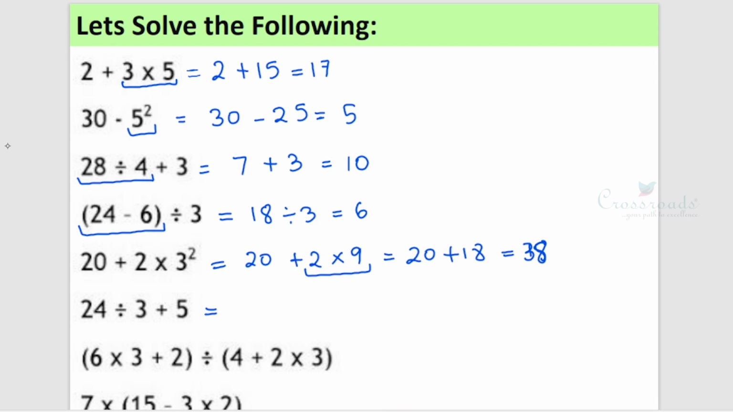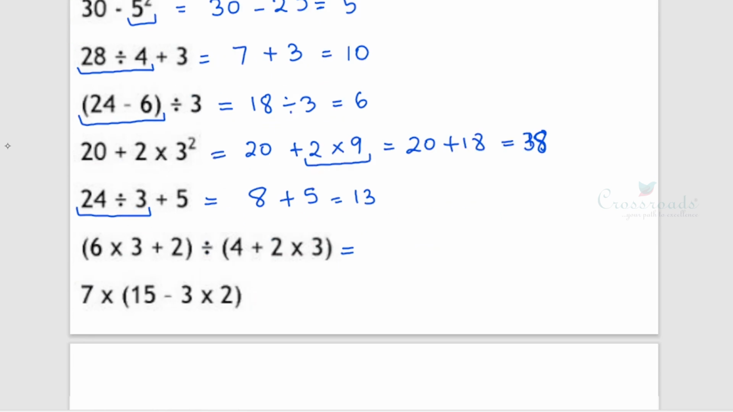Next, 24 divided by 3 plus 5. So first we solve the division part. 24 divided by 3 is nothing but 8. 8 plus 5, the answer will be 13. We go to the next one.